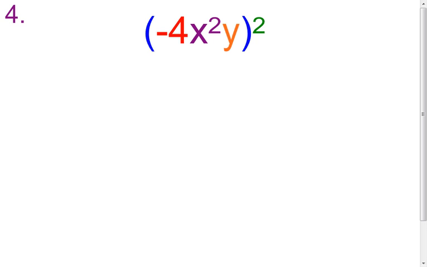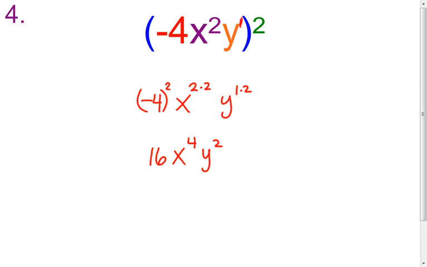All right, on this one, very similar. I have negative 4. Be careful, because I do need to have that negative in parentheses when I am taking it to an exponent. So it is negative 4 squared, x to the 2 times 2, y to the, there's a little 1 right there, 1 times 2. So negative 4 squared is negative 4 times negative 4, which is positive 16. X to the 2 times 2, which is 4. Y to the 1 times 2, which is 2. And that's how that one should look.